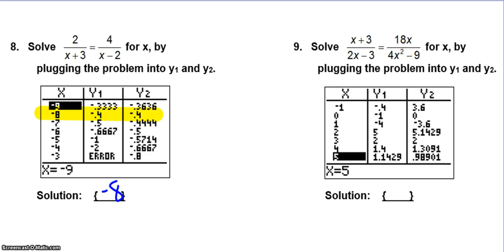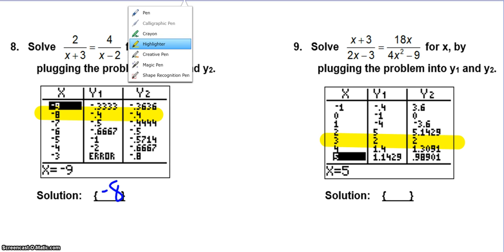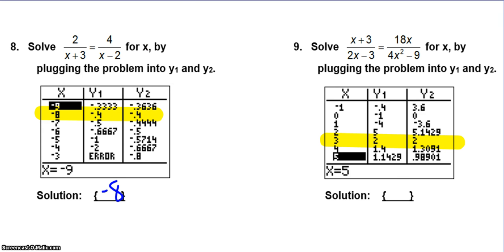Looking at number 9, again, it gave you the problem, but do we really care? No, because they gave us a graph, and all we got to know is the solution, or they gave us a table. So I want to see where the y1 equals y2. And for this one, it is right here at, oh hey, guess what that is? X equals 3. So my solution is 3.